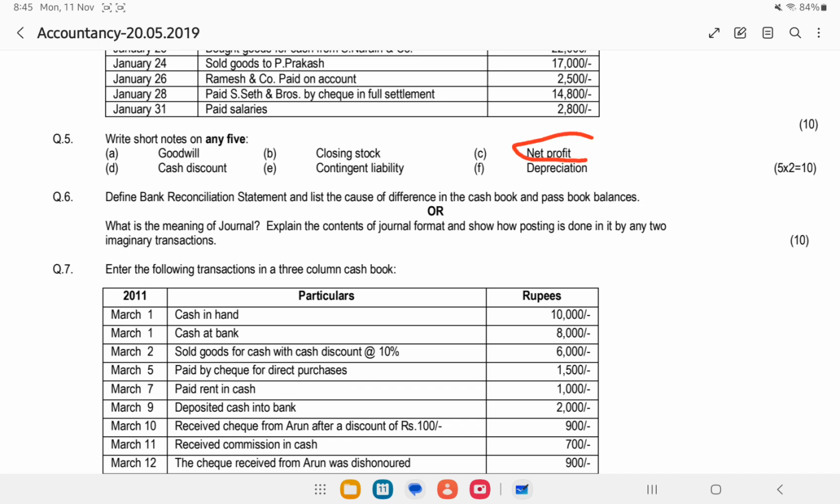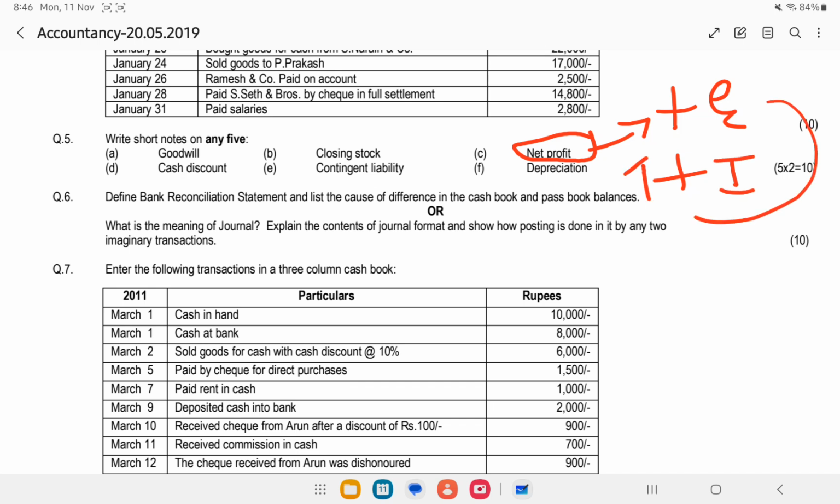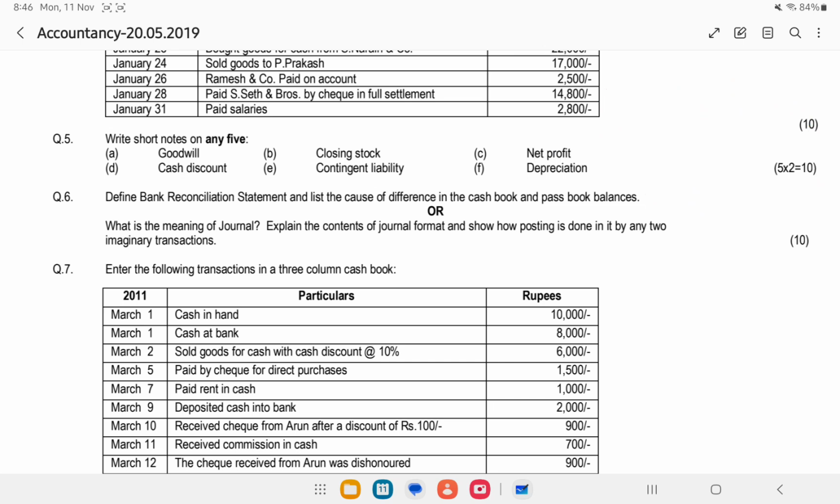What is net profit? You know what net profit was, how we found net profit? We took the sum of all expenses, we took the sum of all income, and we found the difference. When the income was more than the expense, we called it our net profit. That's the only definition we can write here.